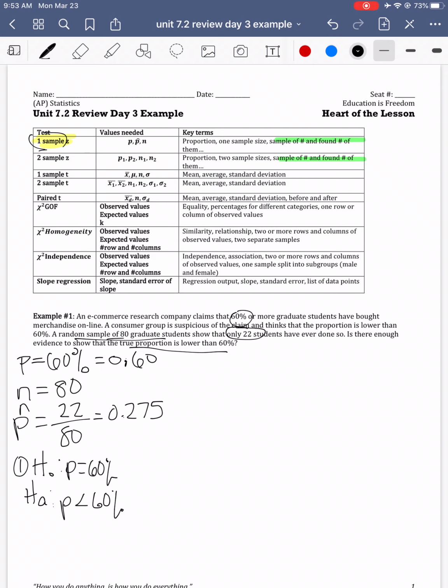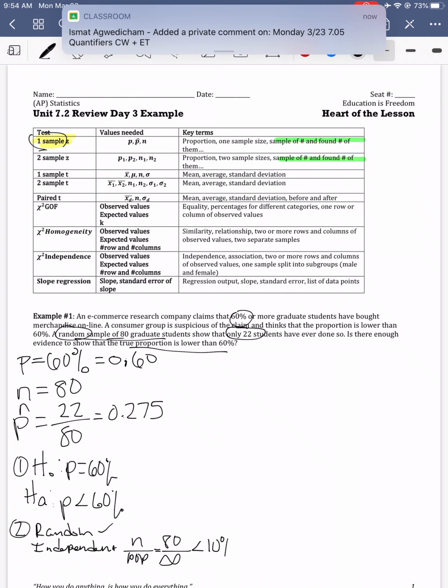And now we need to do our conditions. So our second step is the conditions. So RIN or NER, whichever section you are in, our acronym for that. So random, they said they took a random sample, so we're good there. Independent, well, that's going to be our n over the population. So 80 over, let's say there's a ton of grad students, so we know that this is going to be less than 10%.